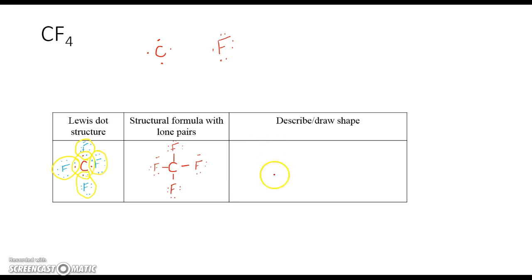So what does that look like? Well, we know we have 4 electron domains, one here, one here, one here, one here, from that carbon. And so that requires those sticks that we had used toothpicks with to be as far apart from each other as possible. Here's the carbon. And so this shape here is a tetrahedral.